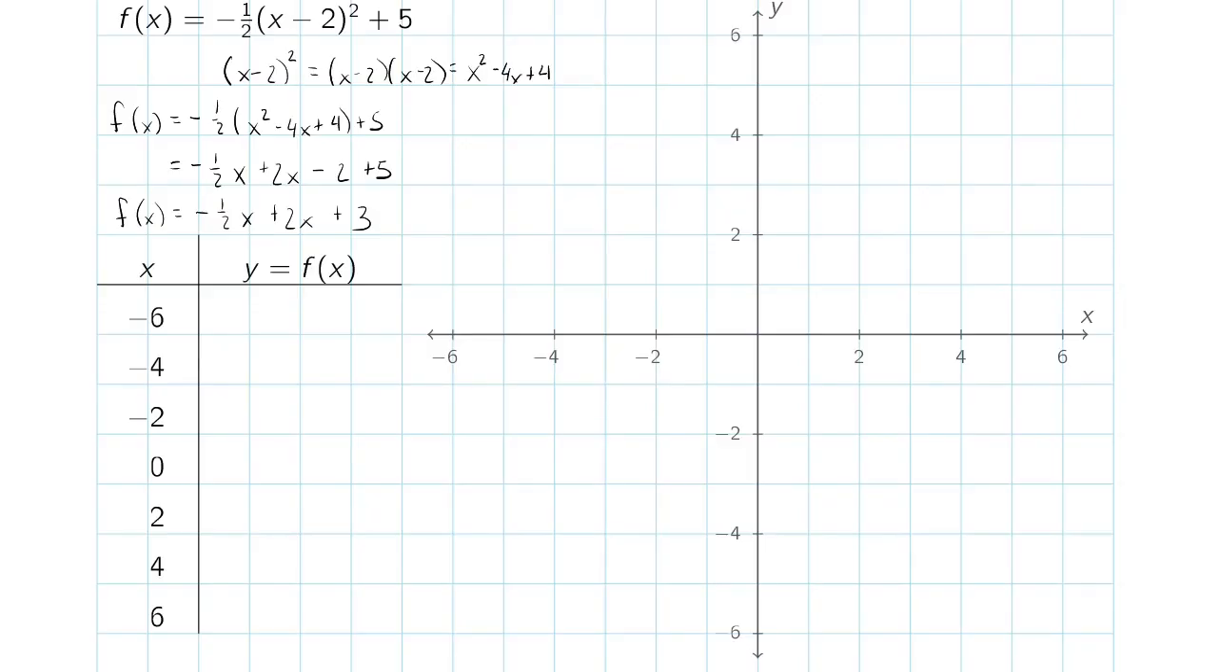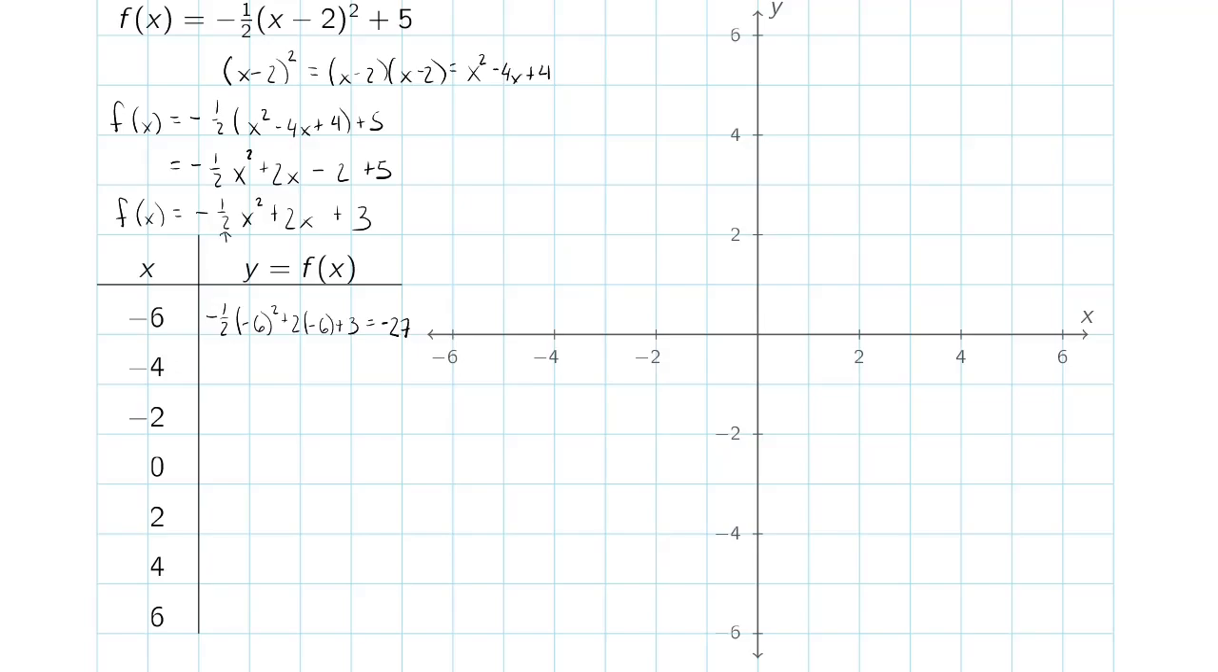The reason I'm picking points with even numbered coordinates here is that when I multiply by this -1/2, I'm going to get integers. So I'll take -1/2 times -6 squared plus 2 times -6 plus 3. And that gives me -27, which isn't going to help me with this graph, but that's fine.